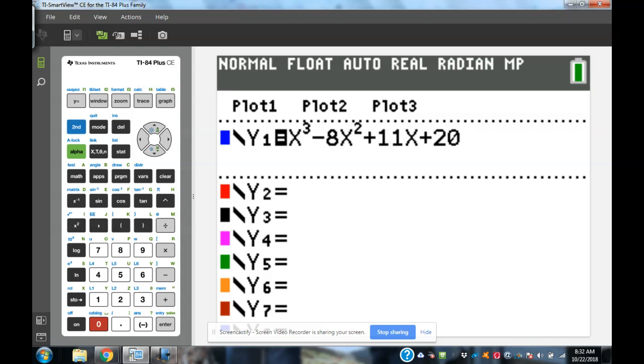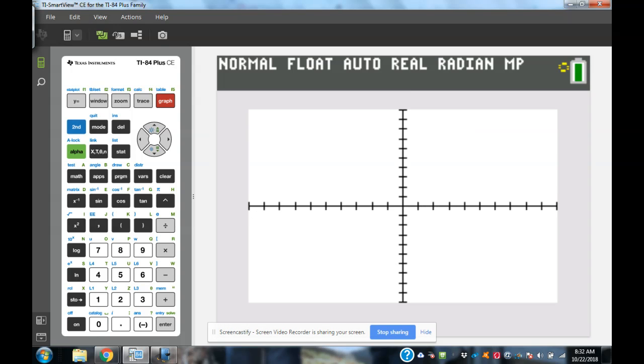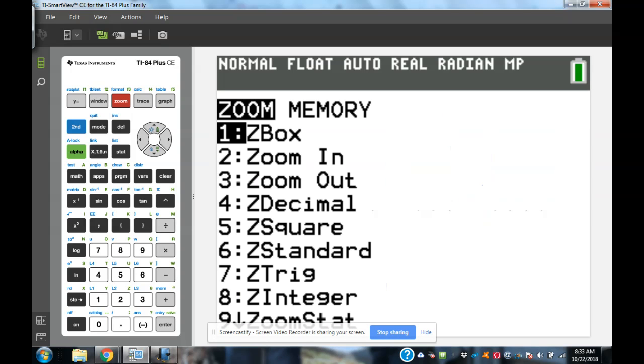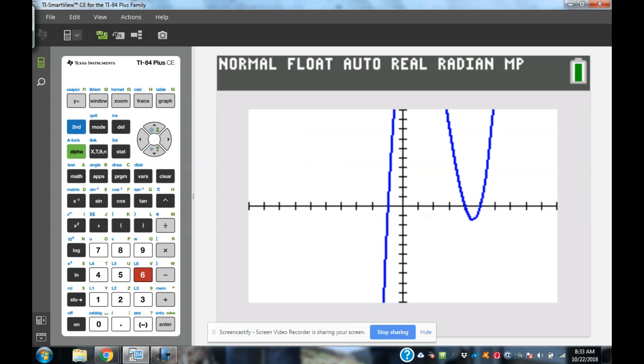All right, so I've got that polynomial in there. I'm going to hit graph, which is the top right button underneath your screen. And if yours doesn't look like that, hit zoom 6, so your screen will be the same as mine. Anybody have trouble getting that graph up there? Okay. Now, where are the zeros of a polynomial at?